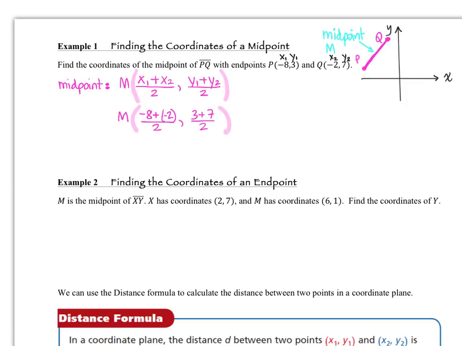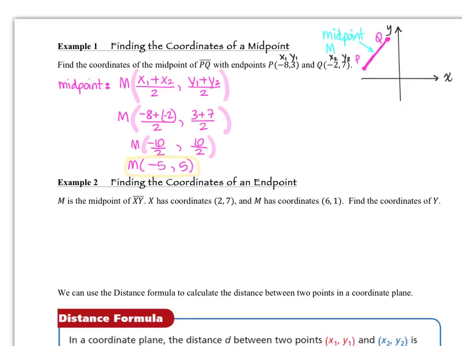Okay, we've got the formula, we've got the numbers to plug into the formula, let's plug in. -8 plus -2 gives us -10, and 3 plus 7 gives us 10. So we know that we're going to end up with a midpoint location of -5, 5. And that is how we find the midpoint of segment PQ.